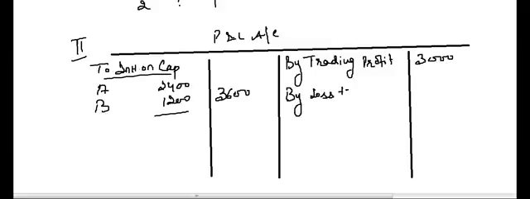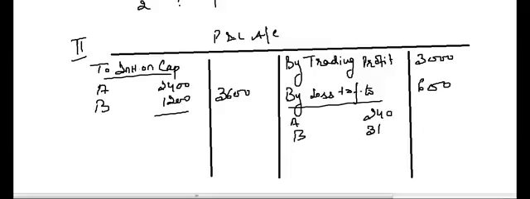By loss transferred to A and B, the total loss is 600. For A it is 240 and for B it is 360. So the total we have is 3600. Clear?